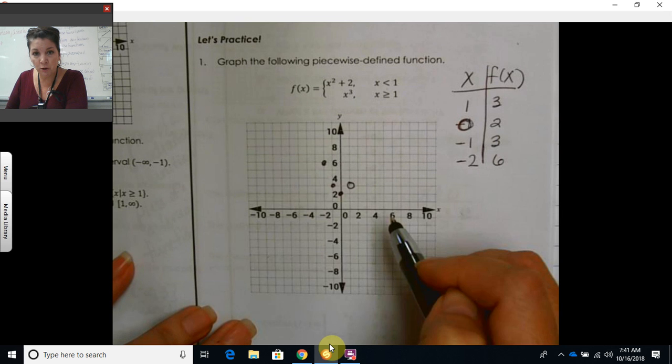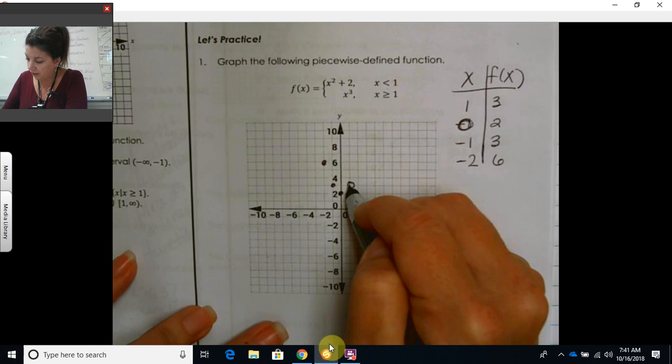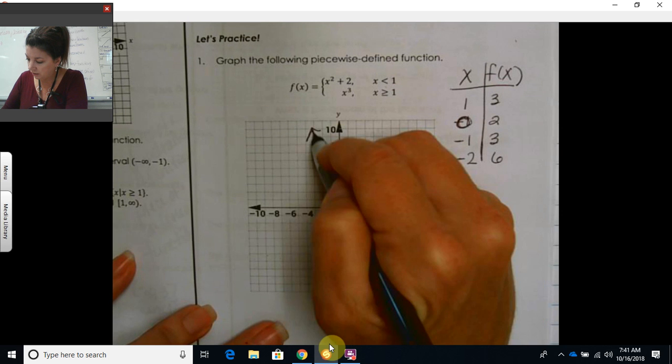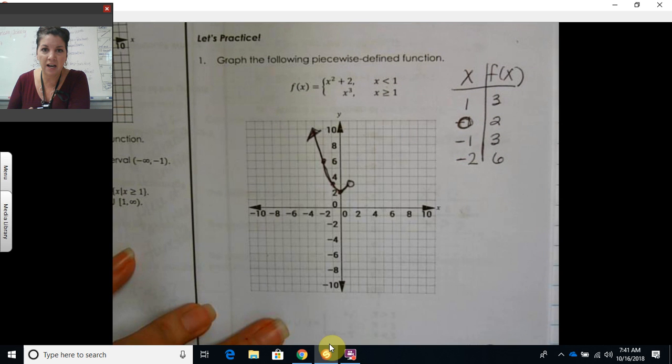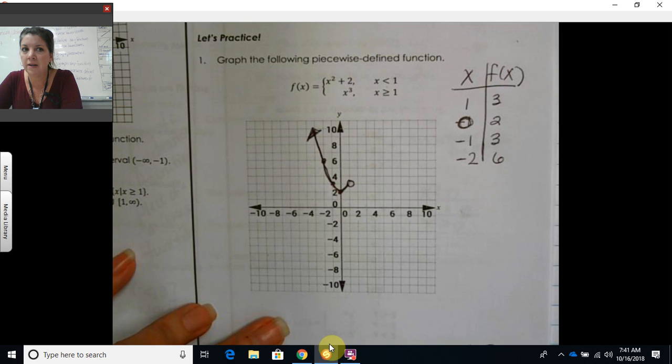I could find more points if I want, but I know this is a quadratic, and I already see where the vertex is and the curve, so I can put an arrow on the left side because values that are less than 1 would go all the way to -infinity.